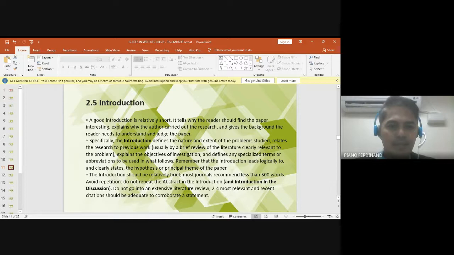Relates the research to previous work. So kung meron pong mga dating researches na may pagkakahawig, no, or may kinalaman sa ginagawa mong research, ay pwede rin pong mabanggit doon sa introduction. No? Of course, with proper citations na provided. Okay, but not too many citations po. Siguro 4 to 5 citations may be enough, no? But not more than that.